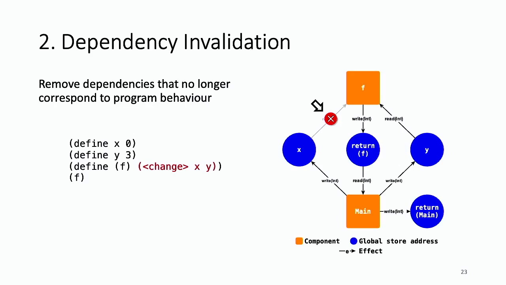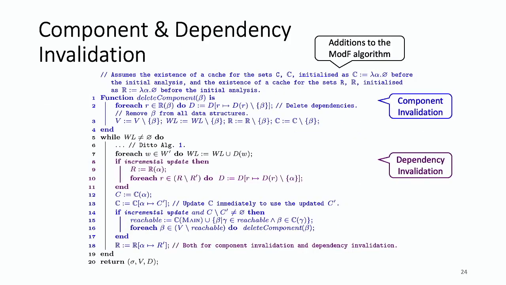Similarly, for dependency invalidation, we just remove dependencies that are outdated, and removing the dependencies does not only improve the precision of the analysis, but also its runtime because it avoids spurious reanalysis of components. So again, small example, suppose we have a little program with two variables x and y, and we have a function that returns x. If we now change the function to return y instead of x, then we can remove this dependency on x. And so after the analysis of a component, we apply component and dependency invalidation, which takes into account the information just inferred by that analysis.